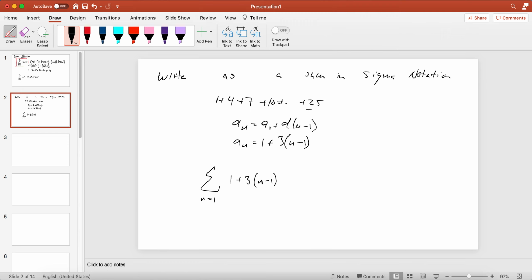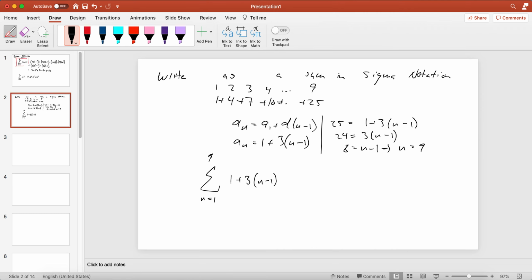I want to end when this is 25. So I'm going to figure out what my n is here. What am I going to end on? 25 is equal to a sub 1, which is 1, plus 3 times n minus 1. So this is 24 equals 3 times n minus 1. I'm going to divide by 3 on both sides, so that's 8 equals n minus 1. And that tells me n is equal to 9. So that means this is the first term, second term, third term, fourth term, and this is the 9th term. Okay?